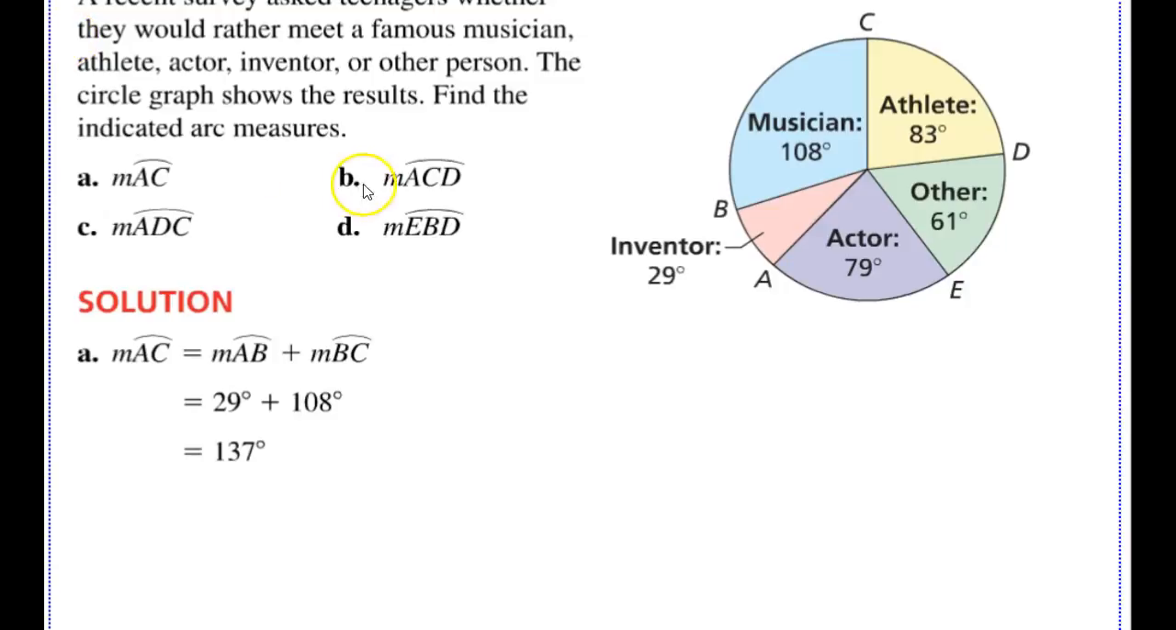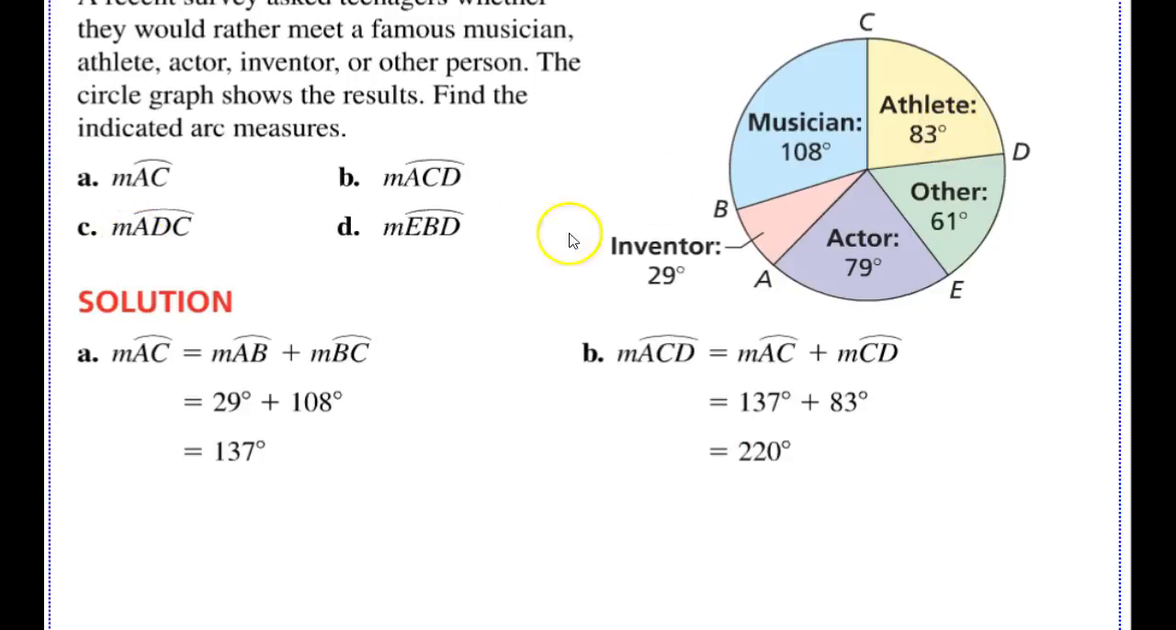So now here we're looking at part B, where I'm looking for the measure of arc ACD. Again, I see I have 3 letters, so I know I'm going to go the long way. So I go A through C to D. Here's all of the pieces I'm adding. I'm going to add the inventor piece, the musician piece, and the athlete piece, because that will get me all the way over there. So I can just add what I found in my first part, plus this extra 83 degrees, which gives me a total of 220 degrees.